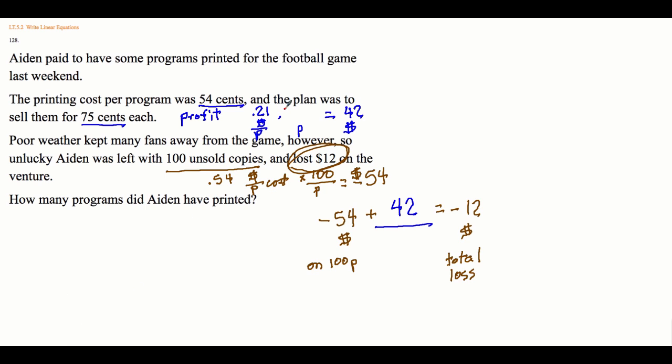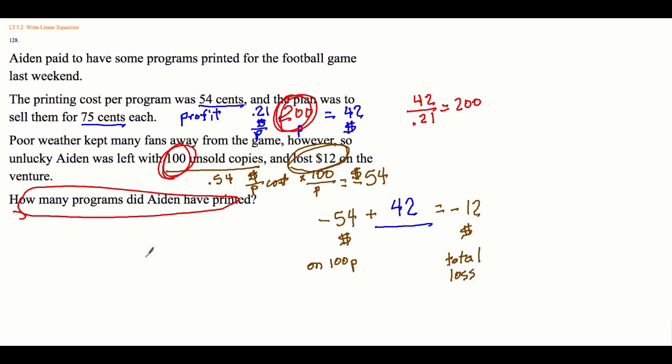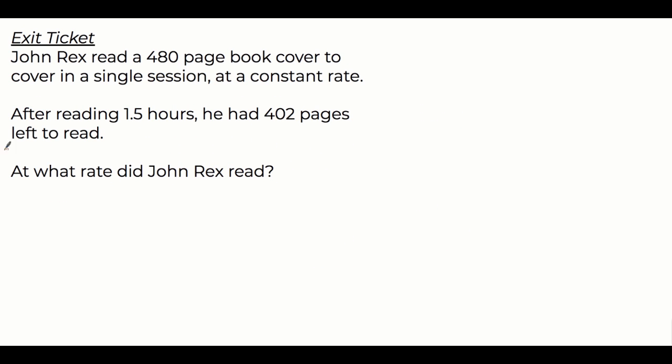If you take the 42 and divide it by 0.21, you're going to get 200. That is, $42 divided by 0.21 dollars per program is 200 programs. And the question is, how many did he have printed? Well, he had 200 that he sold, but he also had 100 that he didn't sell.